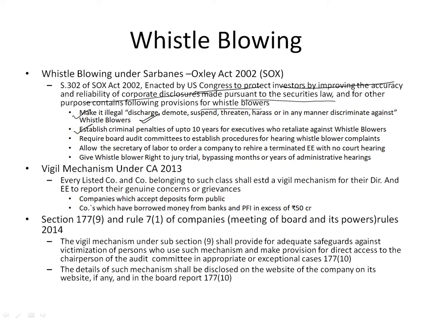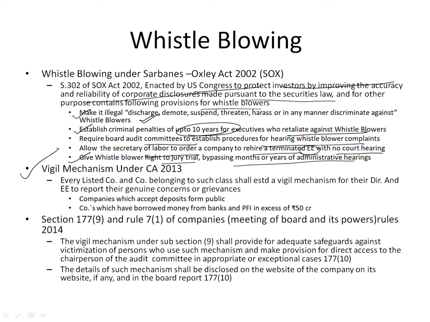It establishes a criminal penalty of up to 10 years for executives who retaliate against whistleblowers. It required the board audit committee to establish procedures for hearing whistleblower complaints, and allowed the Secretary of Labor to order a company to rehire a terminated employee with no court hearing. It also gave the whistleblower the right to a jury trial, bypassing months or years of administrative hearing. So they have given certain authorities here.